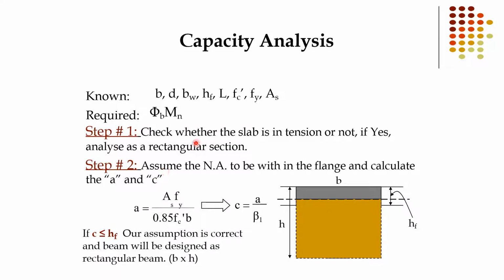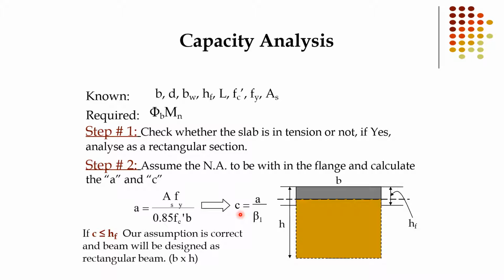if the slab is not in tension, so if the slab is in compression, then we will go to the second step. For the second step, first of all, we assume that the neutral axis lies within the flange. That is the analysis procedure. We will calculate a by assuming that the section is rectangular: a equals As Fy over 0.85 fc prime b, and then we will calculate the neutral axis depth c.